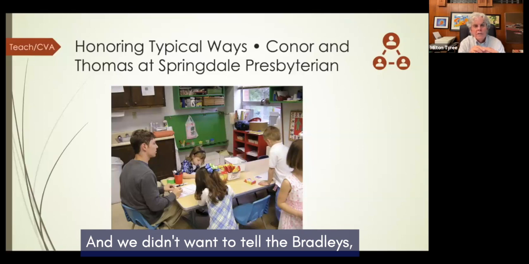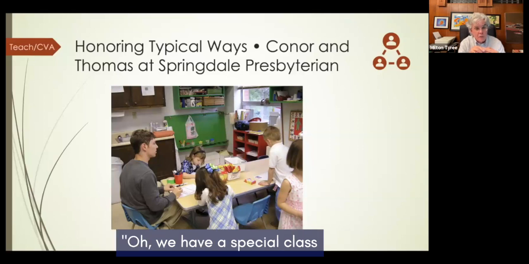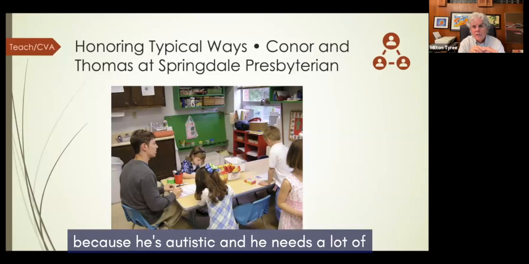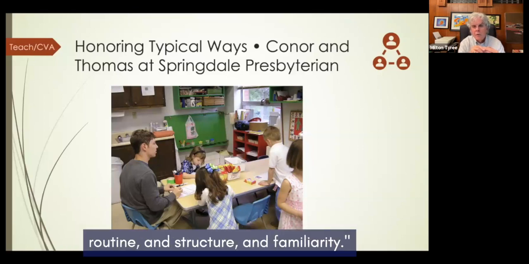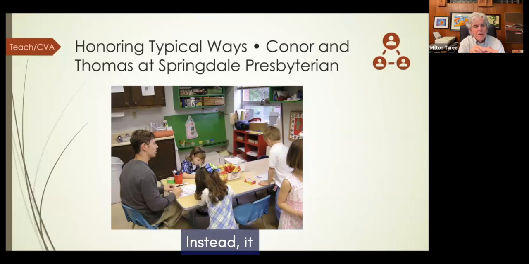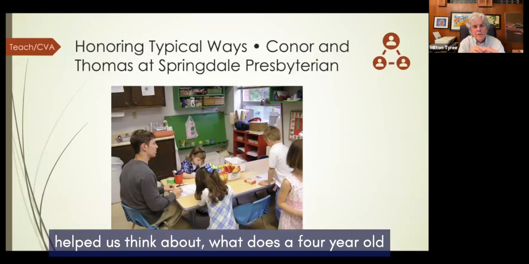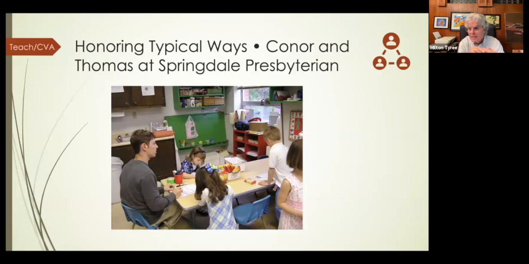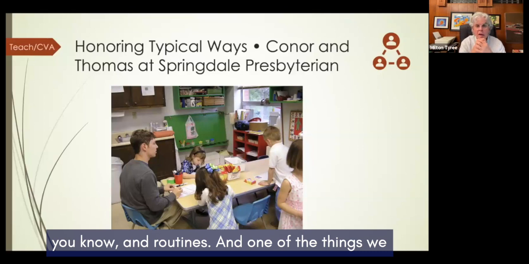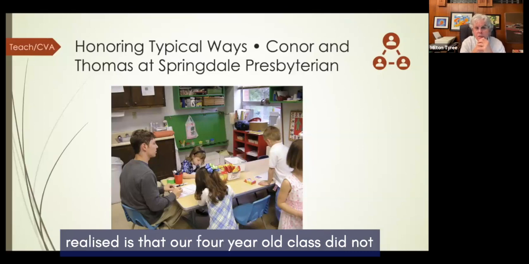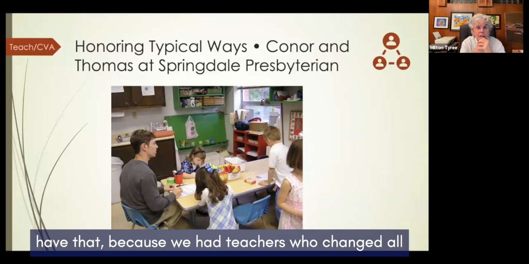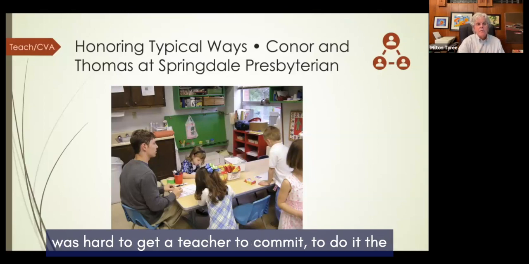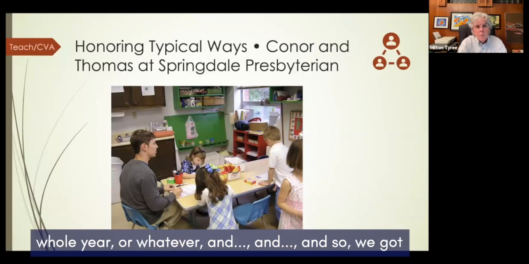We didn't want to tell the Bradleys, oh, we have a special class for your son because he's autistic and he needs a lot of routine and structure and familiarity. Instead, it helped us think about what a 4-year-old class looks like that has structure, familiarity, and routines. One of the things we realized is that our 4-year-old class did not have that, because we had teachers who changed all the time. It was hard to get a teacher to commit to the whole year.